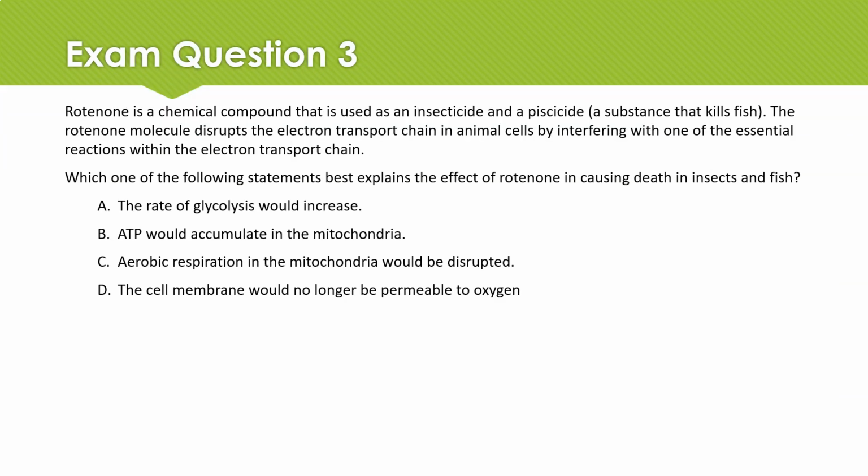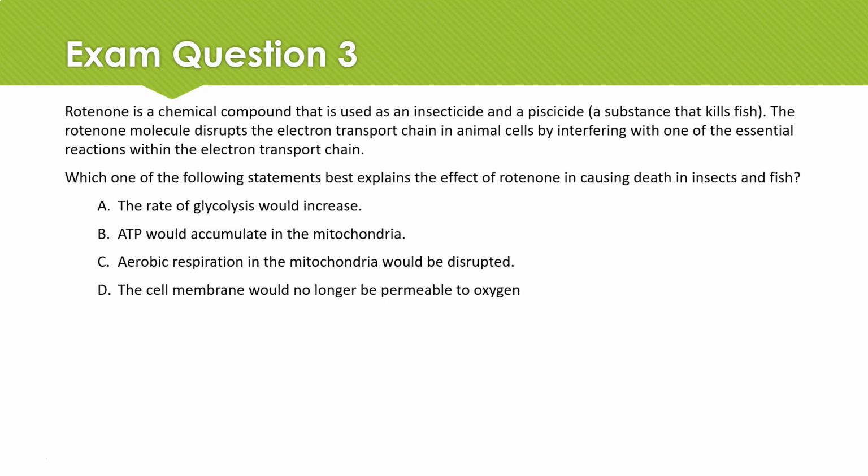Alright, so exam question 3 says rotenone is a chemical compound that's used as an insecticide and a pesticide, which is a substance that kills fish. The rotenone molecule disrupts the electron transport chain in animal cells by interfering with one of the essential reactions within the electron transport chain. Which one of the following statements best explains the effect of rotenone in causing the death in insects and fish?